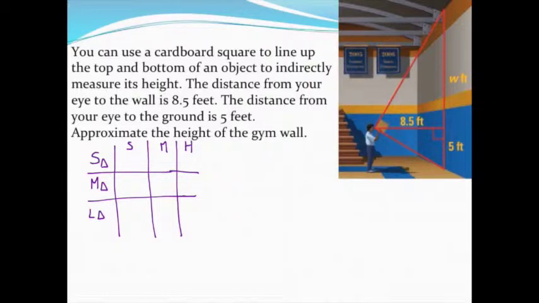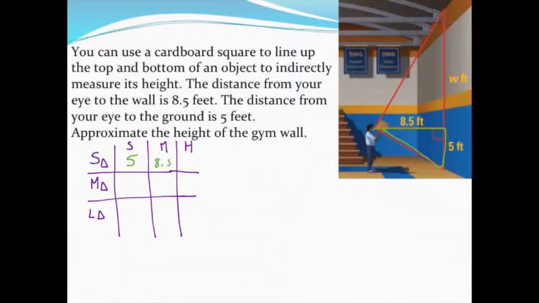And one more application problem we'll take a look at. Using a square piece of cardboard to estimate the height of a wall, we can once again use similar triangles to do this. So I've set up my chart. Let's take a look at the small triangle that's formed down here. I can see that the short side and medium side are what I know. So in my chart, the short side of that triangle is 5. The medium length side of that triangle is 8.5.